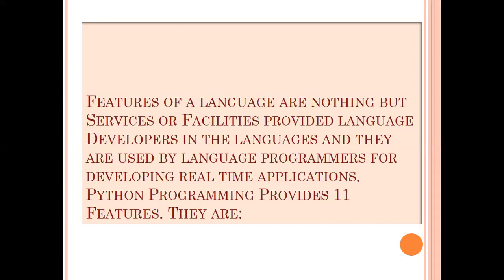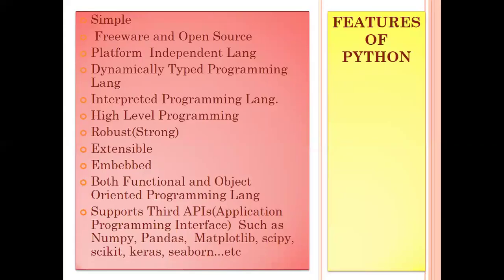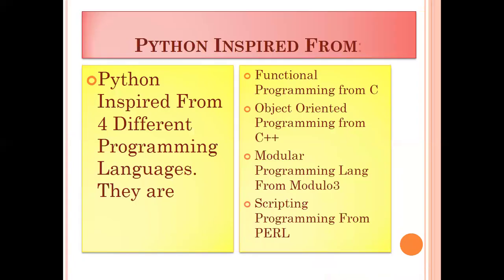If we talk about the Python programming language, it has 11 features. So what are those? It is a simple, freeware and open source, platform independent, dynamically typed programming language. It is an interpreted, high-level programming language, robust. Robust means strong. It is extensible, embedded, both functional and object-oriented. It also supports third-party APIs such as NumPy, Pandas, Matplotlib, SciPy, Scikit, Keras, etc.